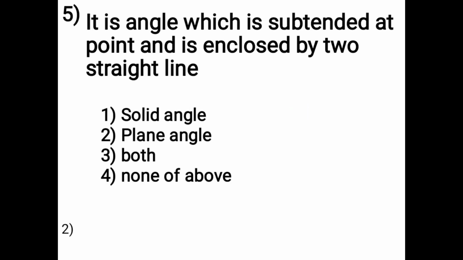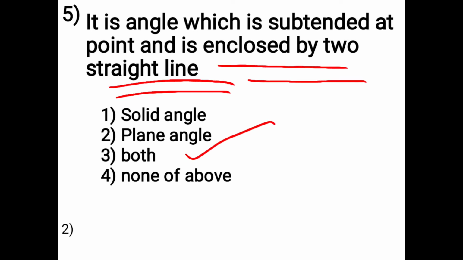Then next is the angle which is subtended at a point and is enclosed by two straight lines. It means an angle which is subtended at a point and is enclosed by two straight lines. This angle is called a plane angle. When the words are enclosed by two straight lines, our answer is plane angle. So it is the angle which is subtended at a point and is enclosed by two straight lines. Our answer is plane angle.